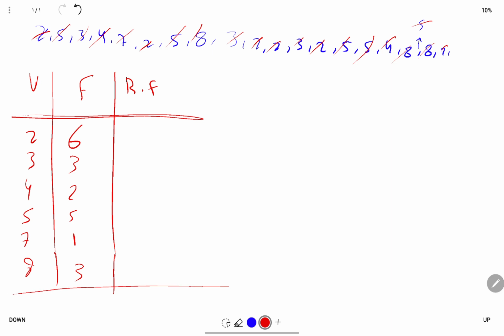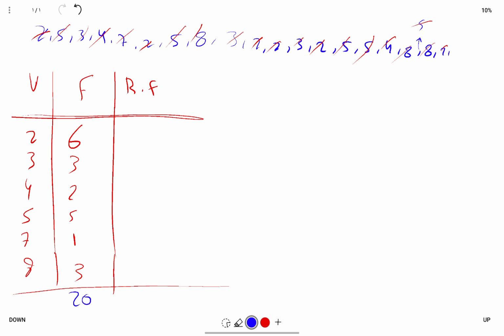Now the next step is to take the sum of the frequency column. So we have 6 plus 3 is equal to 9, 9 plus 2 is equal to 11, 11 plus 5 is equal to 16, 16 plus 1 is equal to 17, 17 plus 3 is equal to 20. So we have 20.